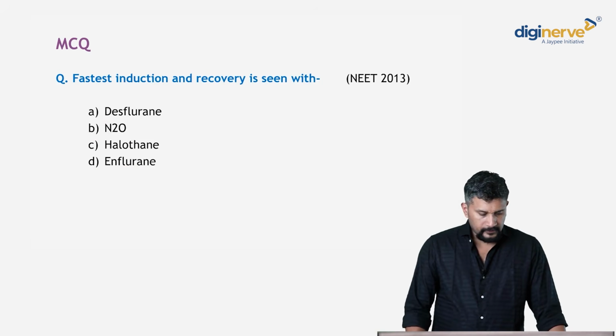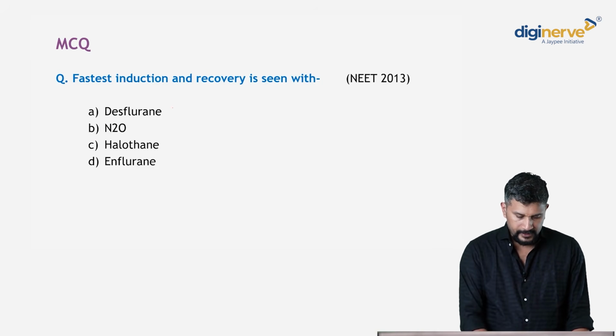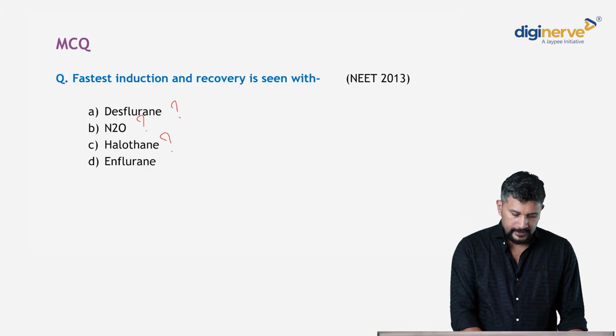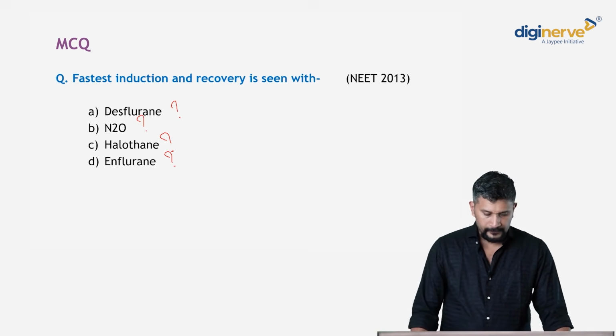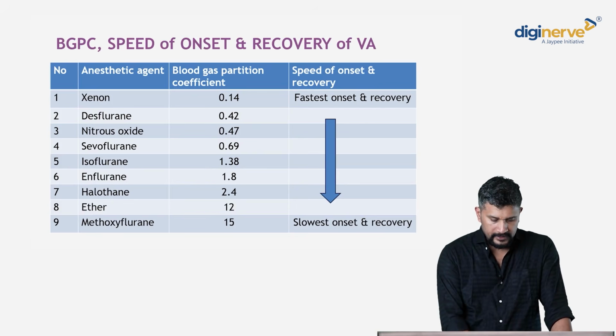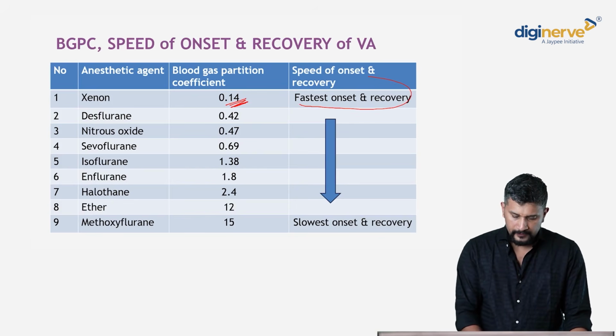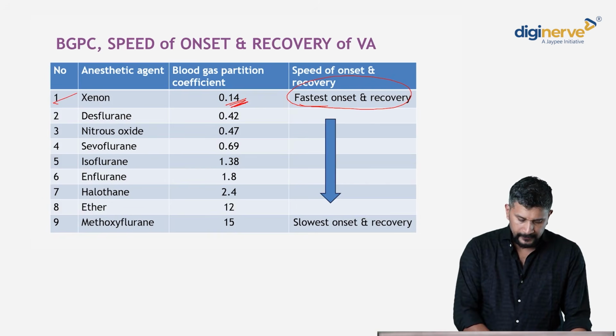The next question, fastest induction and recovery is seen with, is it A, desflurane? Is it B, nitrous oxide? Is it C, halothane? Or is it D, enflurane? Again, you have to mug up the numbers. Xenon has a blood gas partition coefficient of 0.14 and therefore it has the fastest onset and recovery.